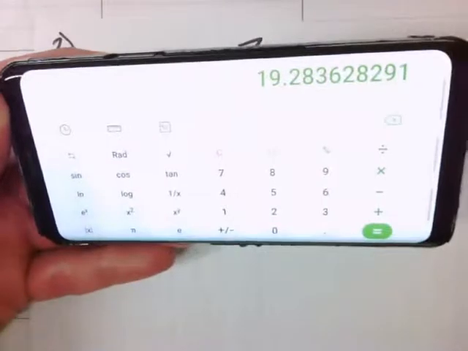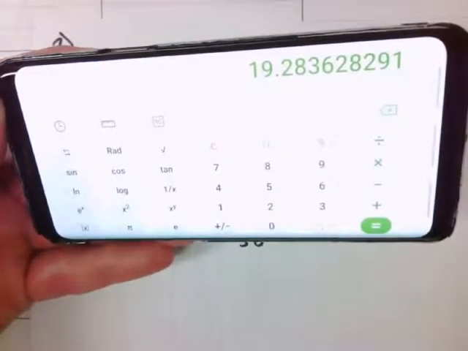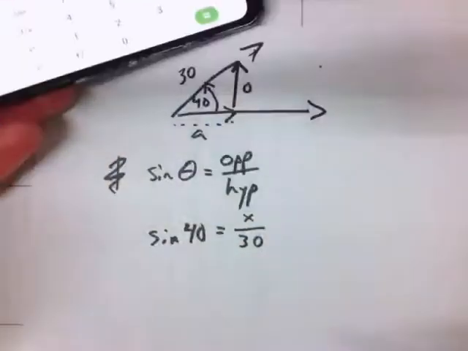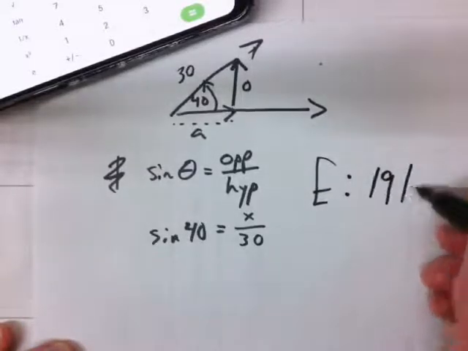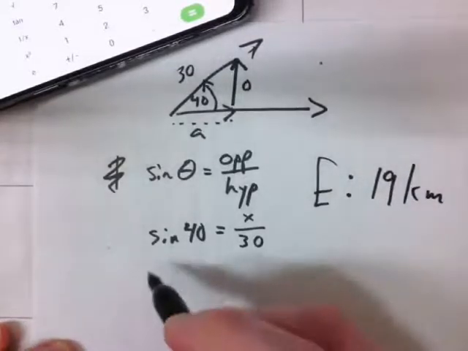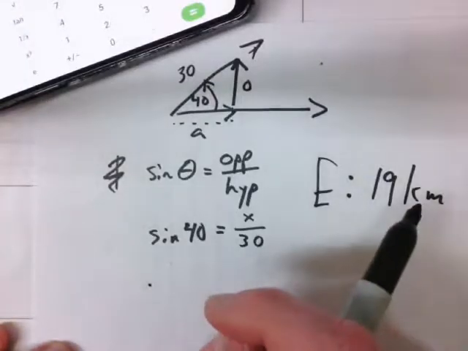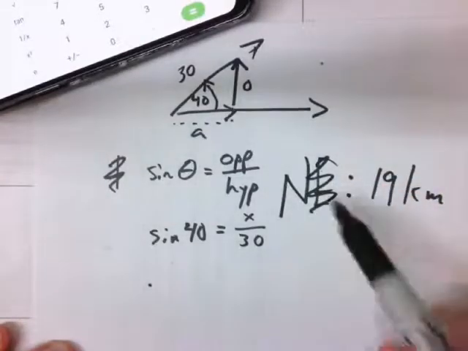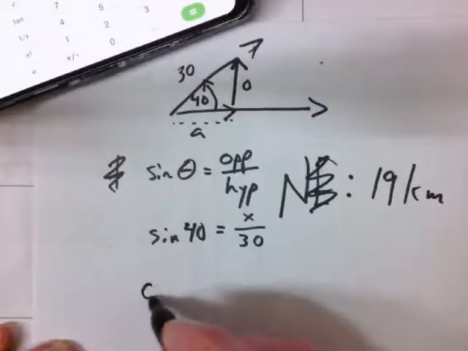19. Does it want the nearest kilometer or something? 5 east and north to the nearest kilometer. Yeah, so it's 19. So east, they got to go 19 kilometers. Now let's figure out the north part. That's the north part. Sorry, that's the north part, right? That was sine, that was north. Cosine now for the east part.